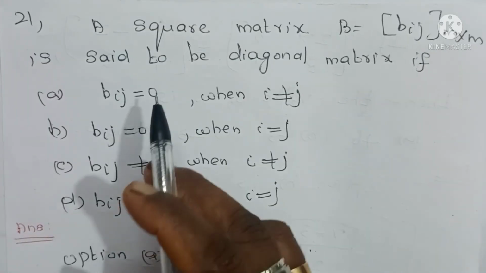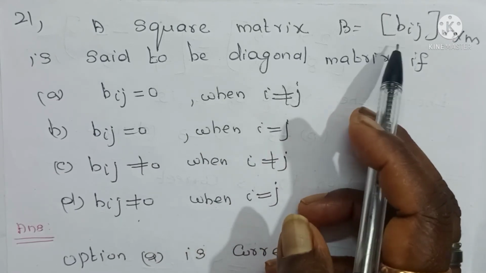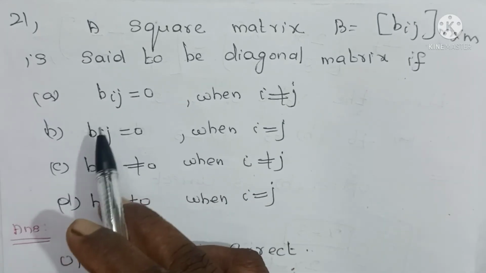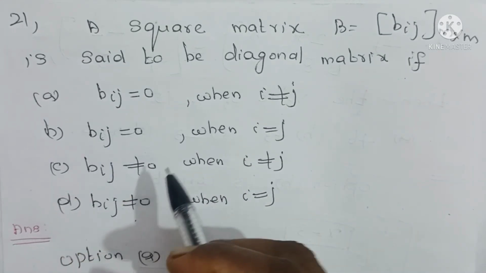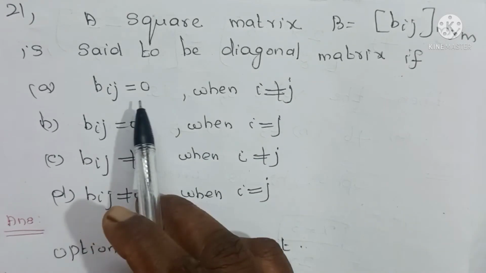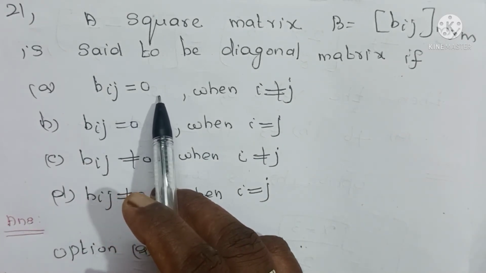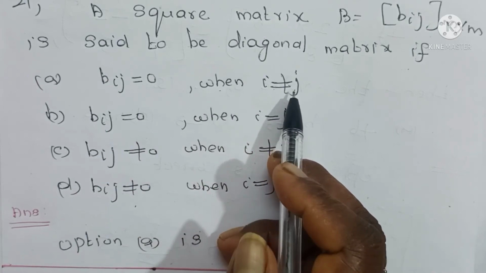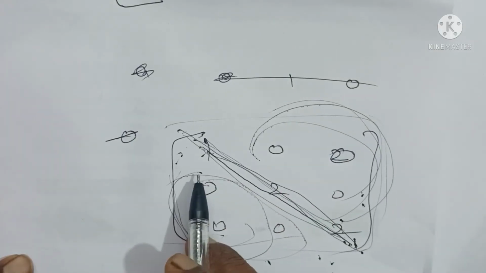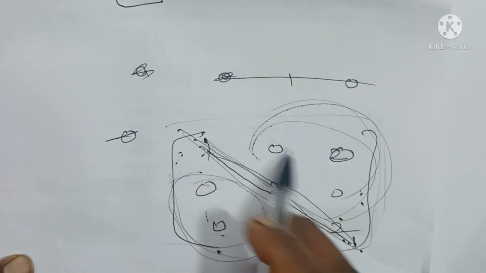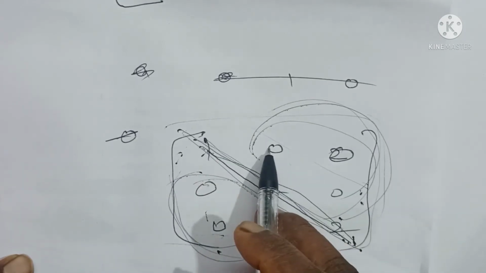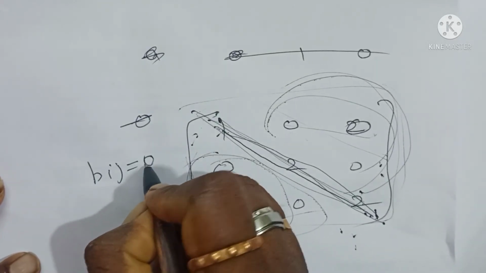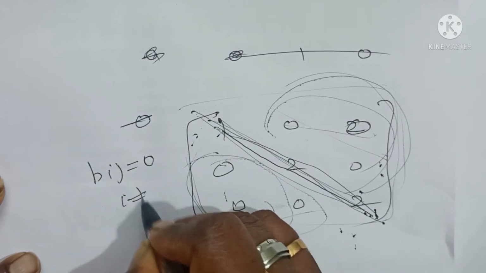Next, move on to the 21st question. A square matrix B is equal to Bij, M by M, is said to be a diagonal matrix if, they have given 4 options. What is the answer? Option A: Bij is equal to 0 when i is not equal to j. As explained in the last question, a diagonal matrix means the non-diagonal elements should be 0, correct?